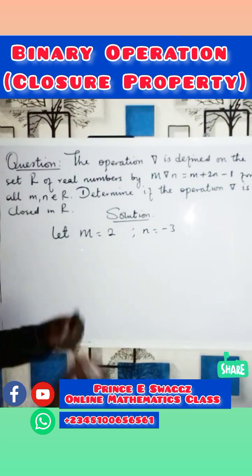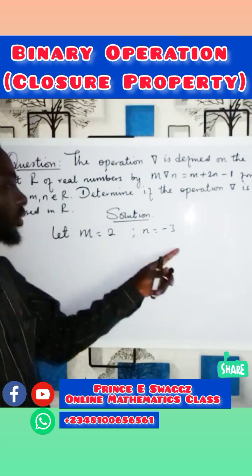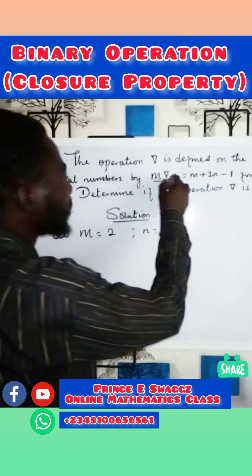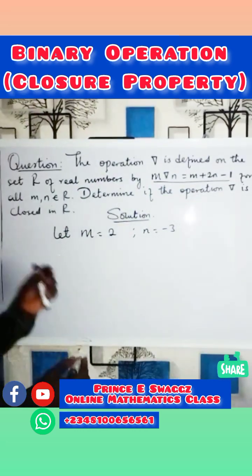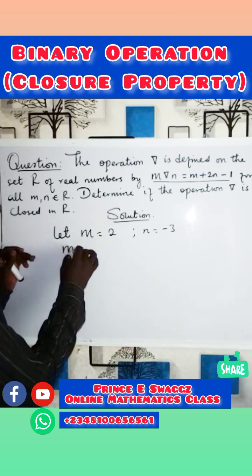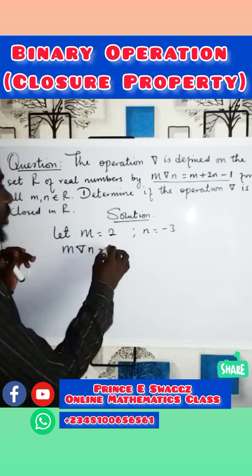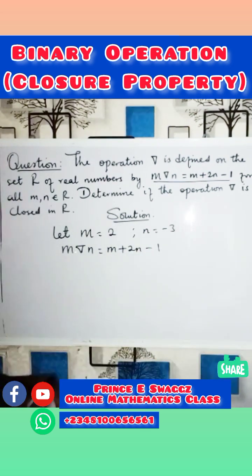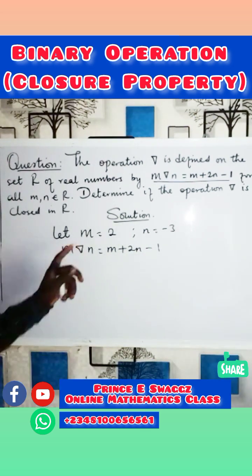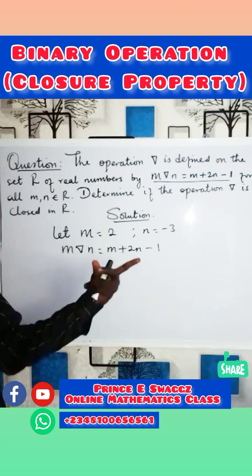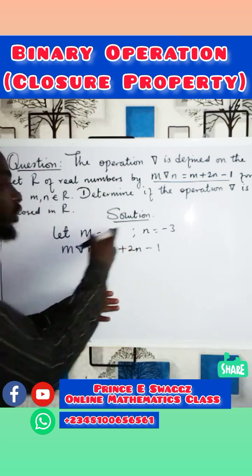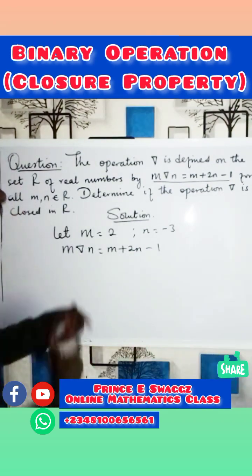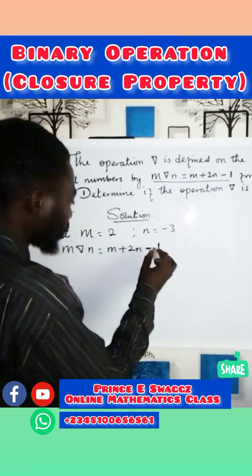So to do justice to this, we say let m equal 2, then n equals minus 3. That is, we are picking these two numbers for m and n. And this is the rule of combination: m triangle upside down n equals m plus 2n minus 1. So this is the rule given to us, and we are to apply this rule on these two elements. Once we get an element of the same set, then it's correct.